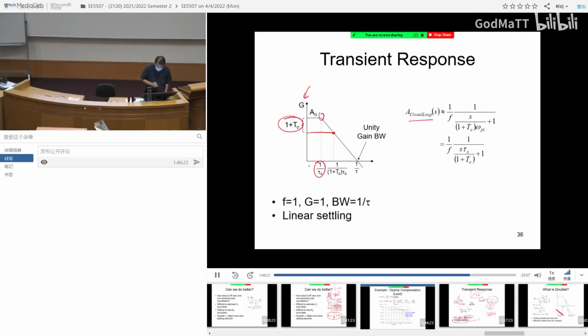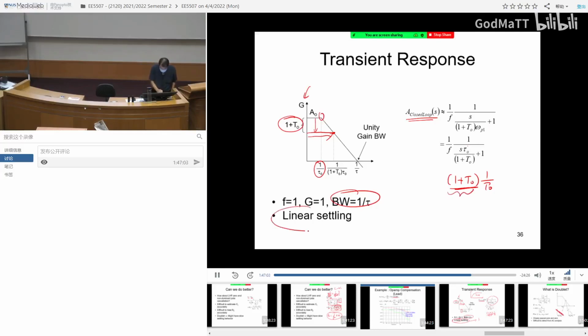1 over tau naught. But with the feedback, you lower the bandwidth to, not lower, increase the bandwidth to 1 plus T0 over tau naught. So you widen it by a factor of 1 plus T0. That is the beauty of feedback. You are trading off the gain with the bandwidth. You make the gain lower, so you drop the gain. But effectively, you widen the bandwidth. And we know the bandwidth is somehow related to the settling time. Okay? Settling time. So you also improve the settling time by this amount of factor.